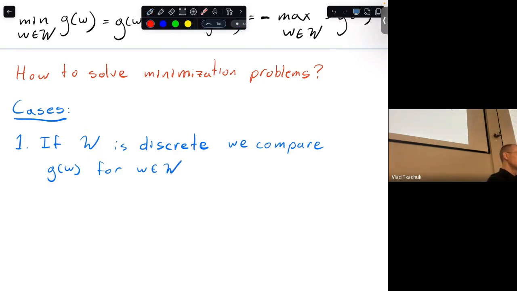You just plug in every single element into the domain, compare them, and pick the minimum. And we're not going to get any more into this discrete setting because it's kind of hard. So what do we do? Well, we have a lot of power in how we set up our problems.